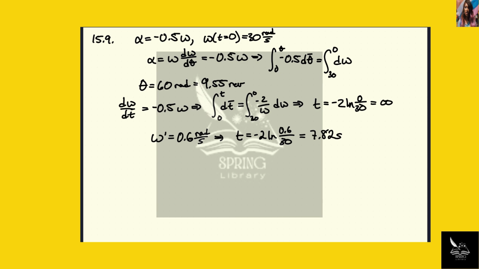Again, we can write the angular acceleration in terms of the angular velocity and the derivative of the angular velocity with respect to the angular displacement. And then we can substitute this into here, separate variables, and integrate. And so we get an integral from 0 to theta of minus 1/2 d theta bar equals the integral from 30 radians per second to 0.